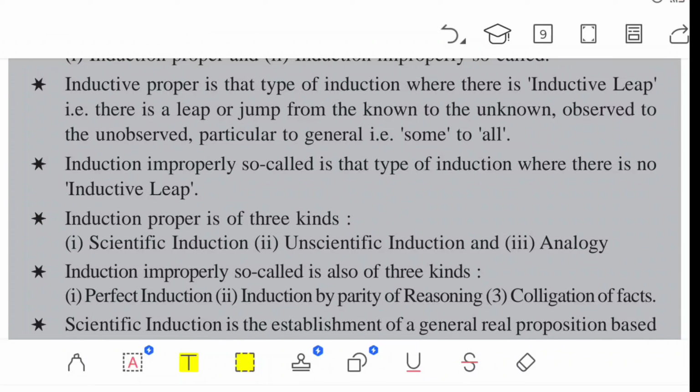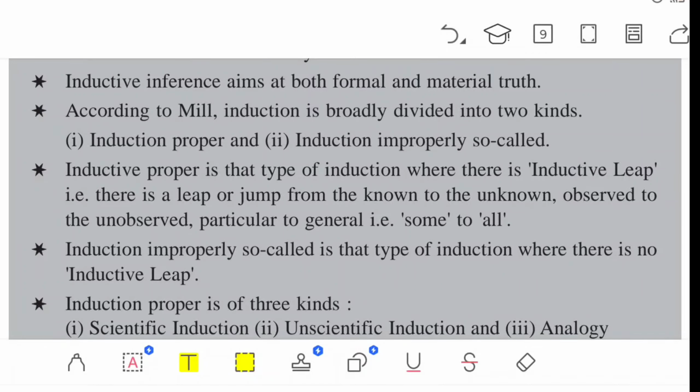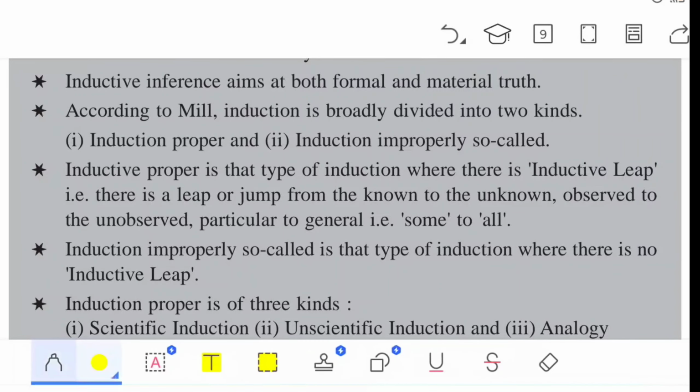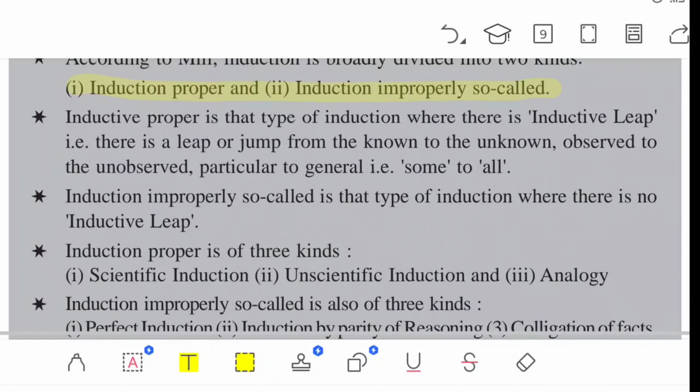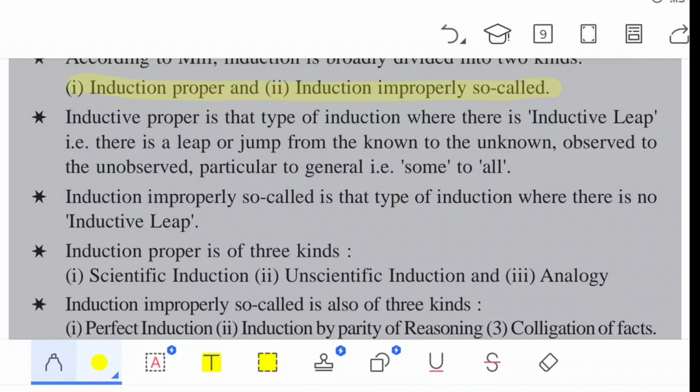We will discuss the other topics in the next video, but you see the summary part and let's revise whatever we studied in this video. We have learned what is induction, what are the types of induction. There are 2 types of induction. First is induction proper and second one is induction improperly so called, and this classification is according to J.S. Mill. And when we talk about induction proper, then there will be an inductive leap, and if there is no inductive leap, then that will be called induction improperly so called.